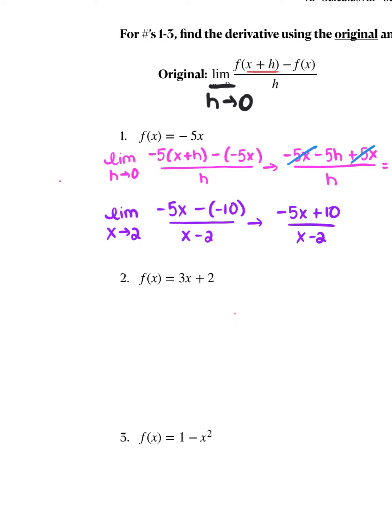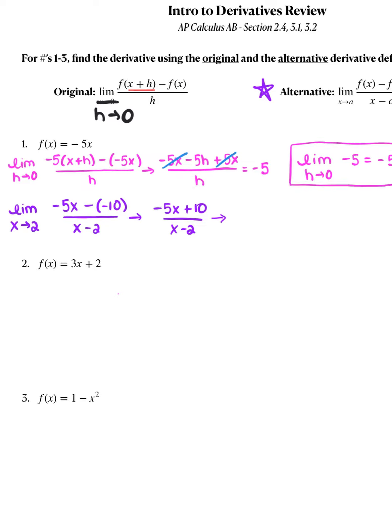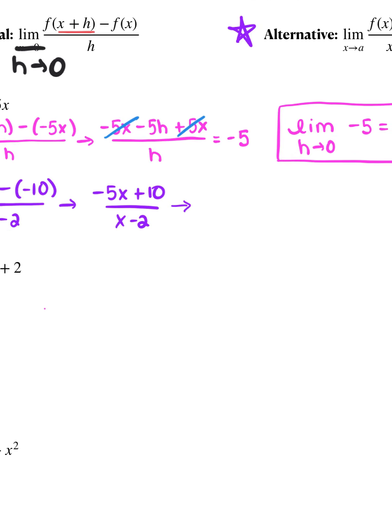And just like before, our goal is to get it to where we could plug something in for that removable discontinuity. Right now we can't put a 2 into this function, so let's see if we can get something to cancel out. Up on the top there, I can factor out a -5. So I can say -5, and then we would have an x minus 2 left over. And hey, look at that. From here, we should be able to cross out the x minus 2's. And as a final answer, we're left with -5.